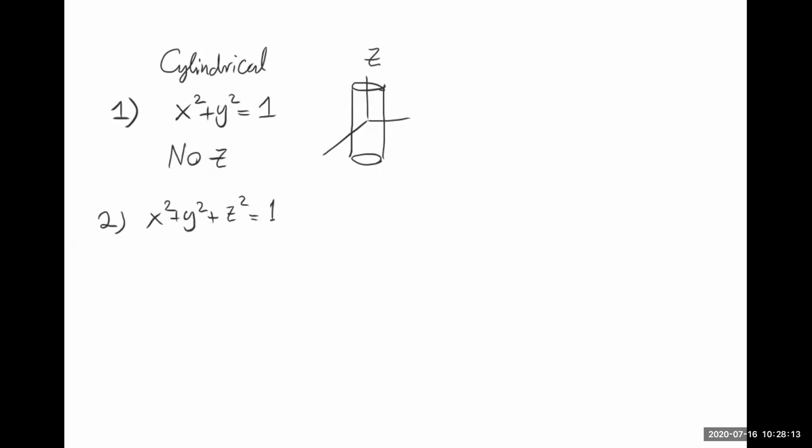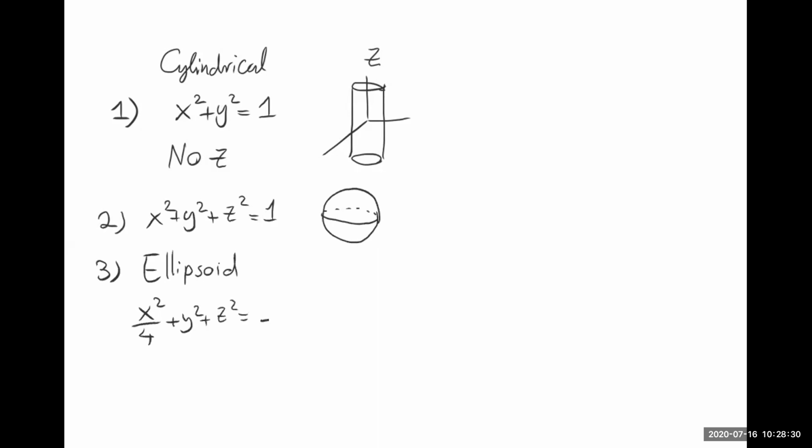The other thing we had was a sphere, x squared plus y squared plus z squared equals 1. It was a sphere with radius 1. The other thing we had was an ellipsoid, something of the form x squared over 4 plus y squared plus z squared equals 1. It's like an egg, and it's extended in the direction which has the larger denominator.